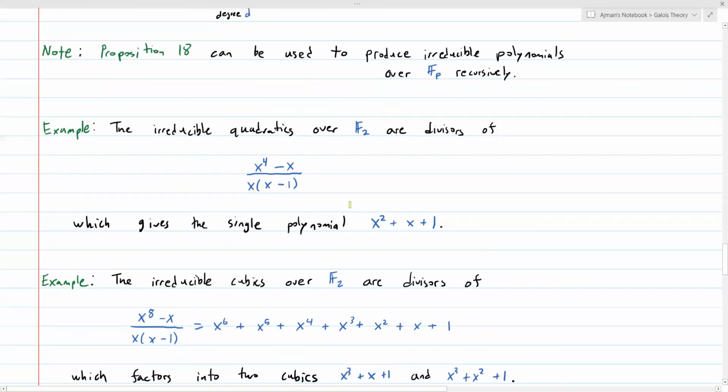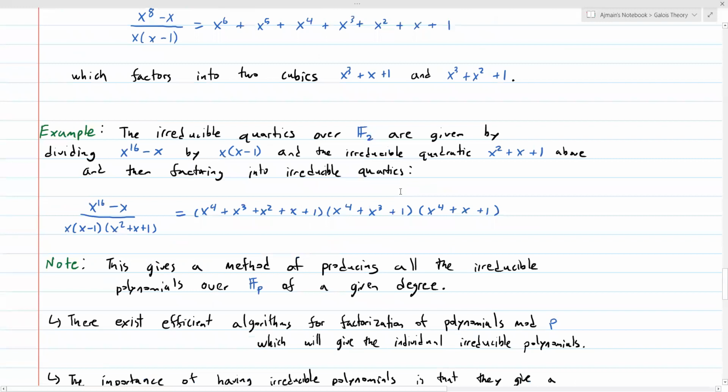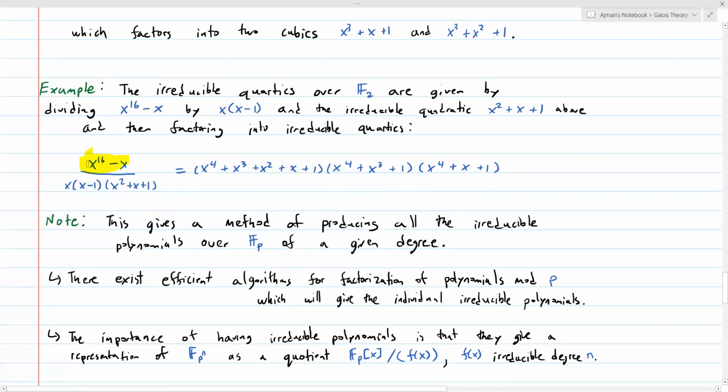That's the one that we got here, the single unique quadratic irreducible polynomial over F sub 2. So we divide x to the 16 minus x by x times x minus 1 times a single quadratic irreducible polynomial with coefficients in F2, which is x squared plus x plus 1. And this division gives you this factoring. Okay.